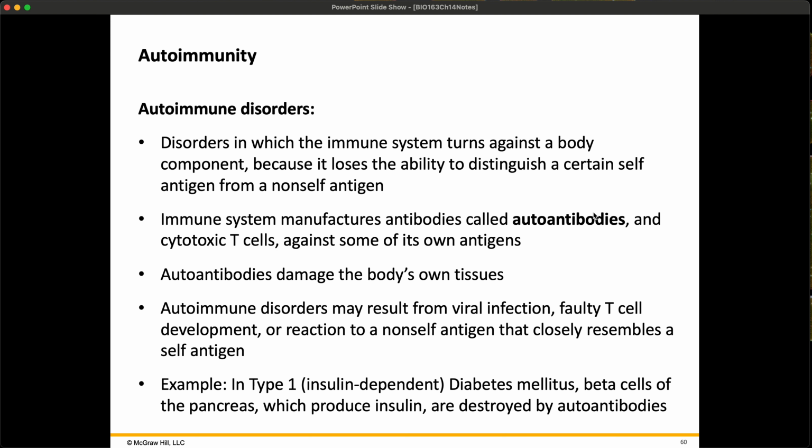The body starts to manufacture what we call autoantibodies, and cytotoxic T cells against some of its own antigens, some of its own body cells. These can damage the body's tissues. It can happen from a viral infection, faulty T cell development, or a reaction to a non-self antigen that closely resembles a self antigen. So maybe it's like, well, this kind of looks like us, and because we had a reaction to this one, now we're really paranoid about all of these, and so the body starts attacking itself. Type 1 diabetes mellitus is from an autoimmune disorder in which the beta cells are attacked and destroyed by autoantibodies.